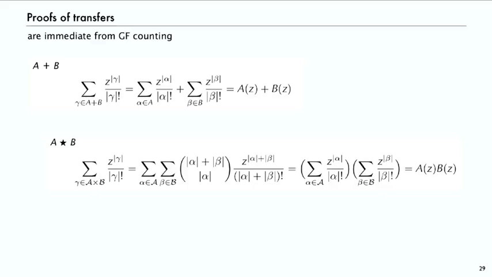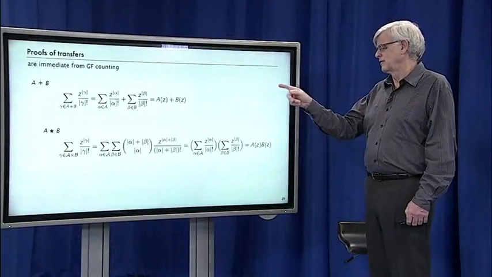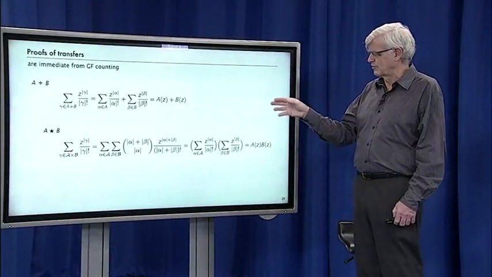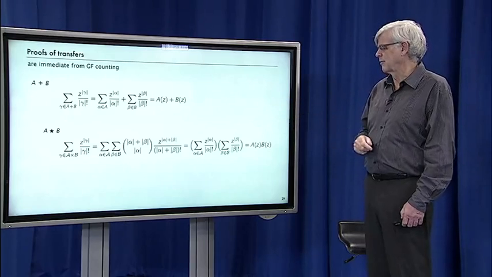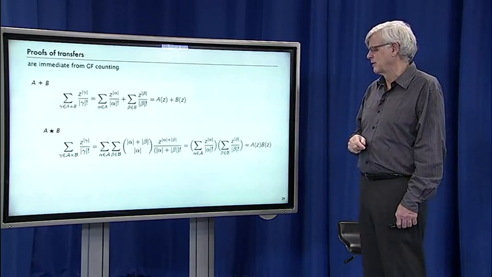To do all different relabelings, we take one alpha from A and one beta from B, and to do all different relabelings, it's alpha plus beta choose alpha, just like with the example I did with the cycles. So that's the number of ways you can relabel. And then the size of an object composed of an alpha and a beta is z to the alpha plus beta, and the gamma factorial is alpha plus beta factorial.